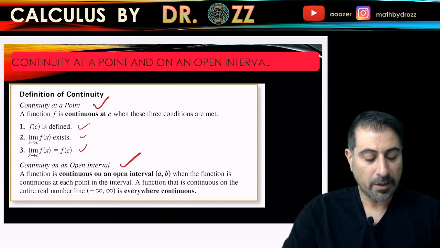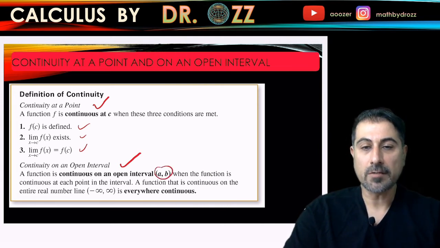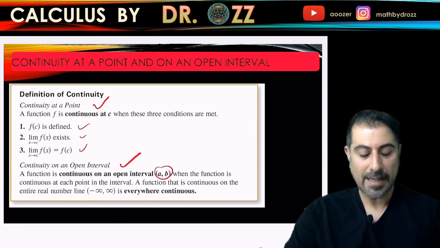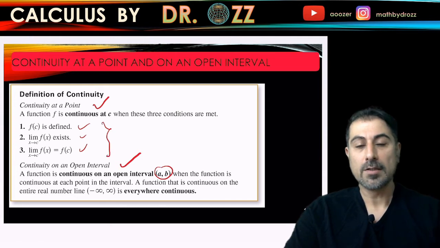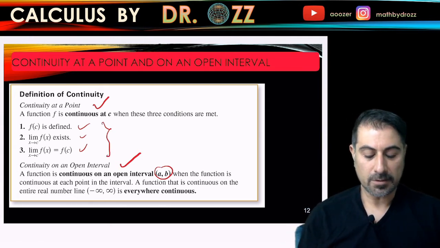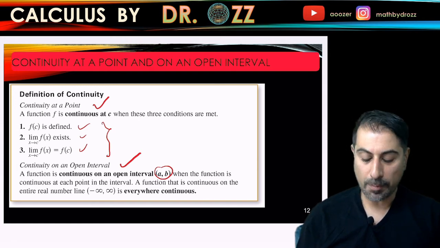And if you're given an interval and you check the continuity on an interval, you have to check the continuity at every single point. That means at every single point, these three conditions are supposed to be satisfied. So take this as the definition of the continuity on an open interval.